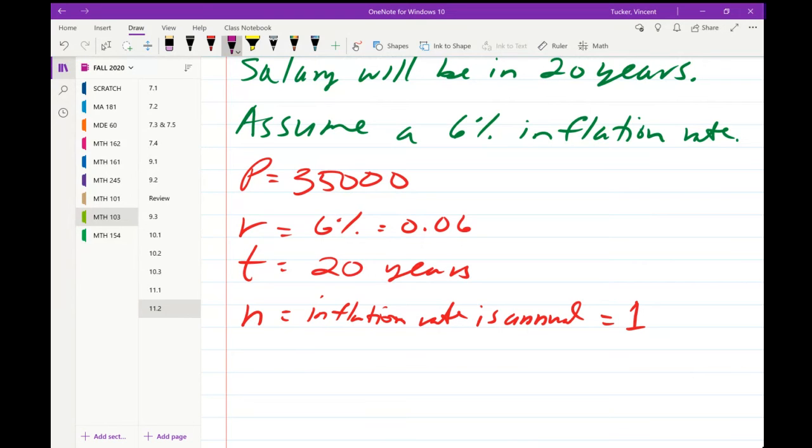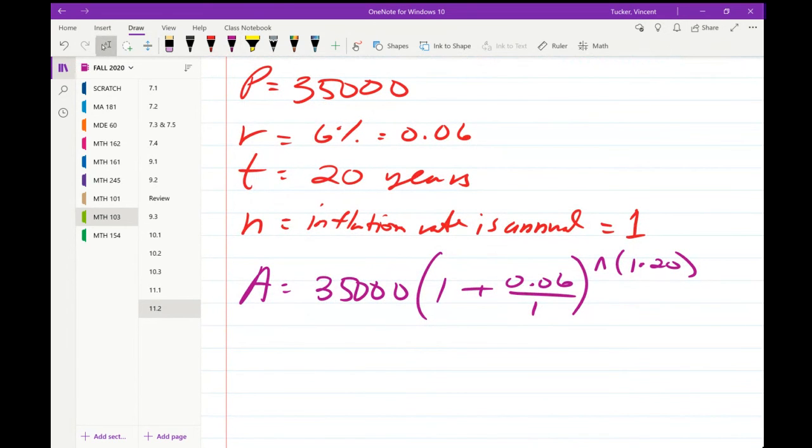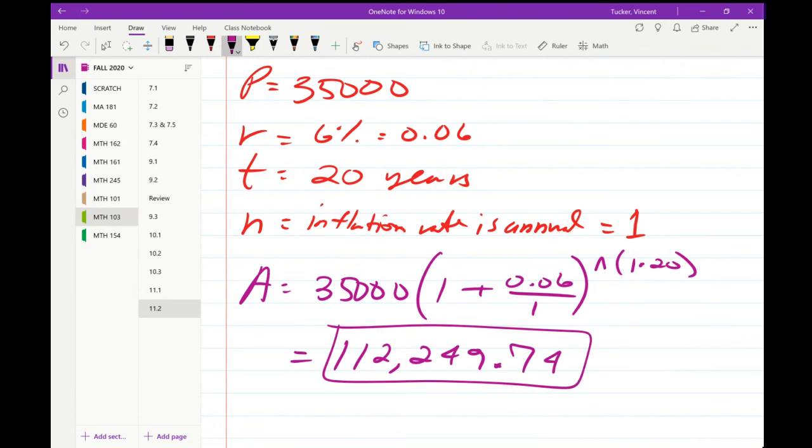And just plug it into the future value formula. So it's 35,000 times 1 plus 0.06 over 1 raised to the 1 times 20 power. And you should come up to $112,249.74.